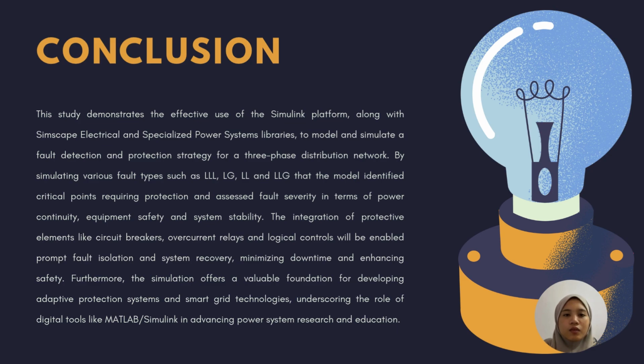The study demonstrated the effective use of the Simulink platform along with Simscape Electrical and specialized power system libraries to model and simulate a fault detection and protection strategy for a three-phase distribution network. By simulating various fault types such as line-to-ground, line-to-line, and line-to-line-to-ground faults, the model identified critical points requiring protection and assessed fault severity in terms of power continuity, equipment safety, and system stability.